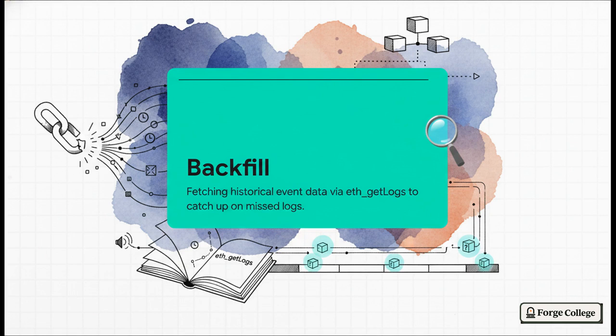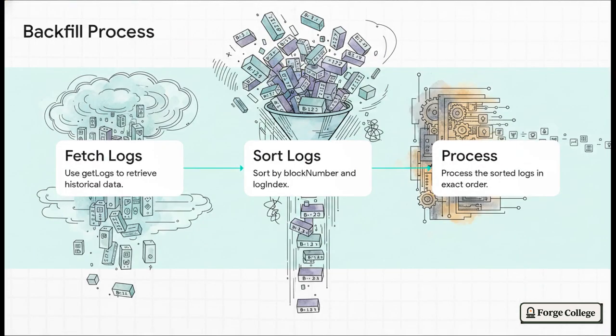When your listener boots up or wakes up from a crash, it doesn't just start listening to now. It uses the eth.getLogs function to look back at the blockchain, starting from the last block it remembers seeing all the way up to the present moment. To execute a backfill correctly, you follow 3 precise steps. First, fetch the logs. Second, and this is a big one, sort them by their block number, and then by their logIndex within that block.